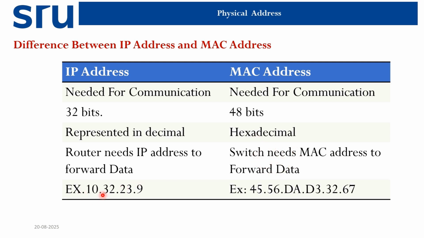So this is the example for the IP address: 10.32.23.9. Whereas the MAC address is represented like 45.56.DA.D3.32.67. This is the example. It consists of 48 bits and it is represented in hexadecimal format.